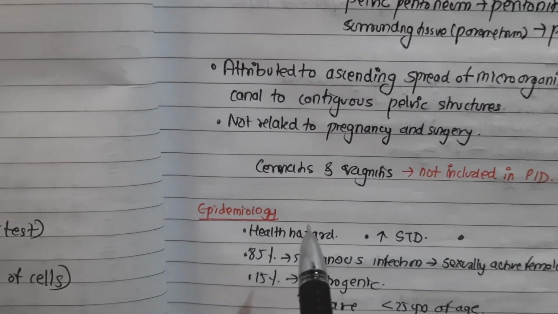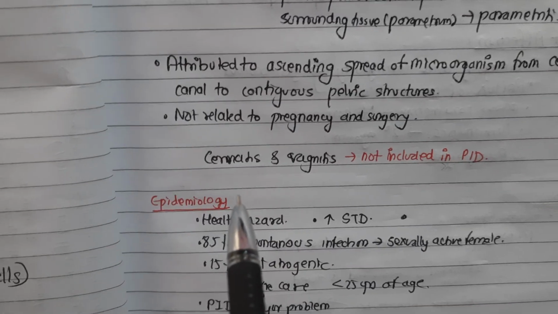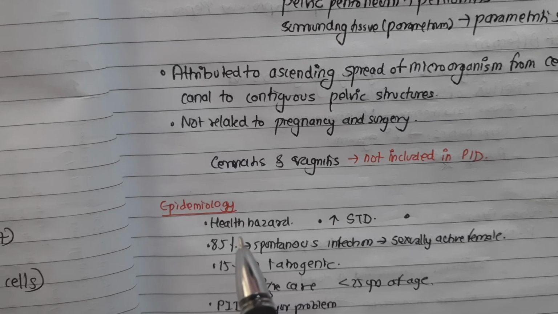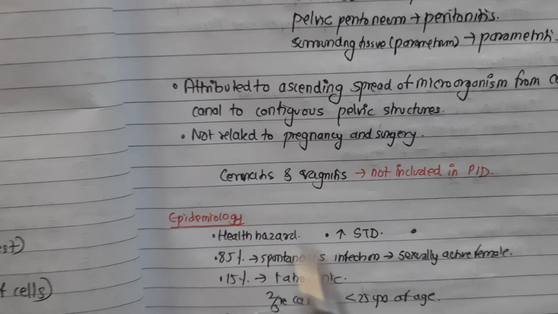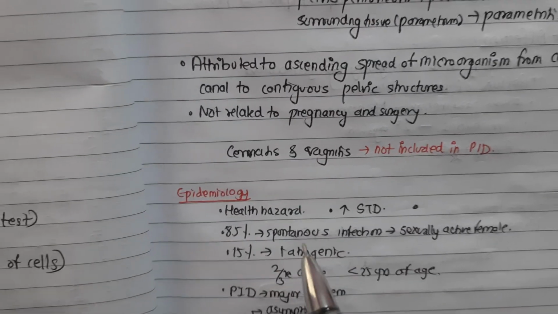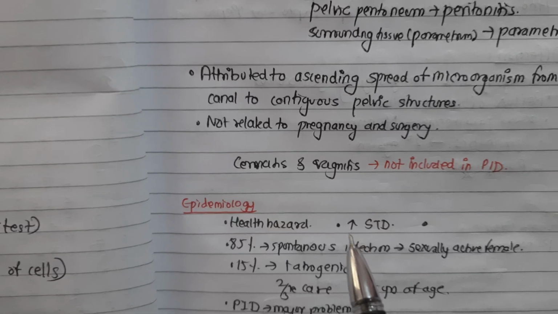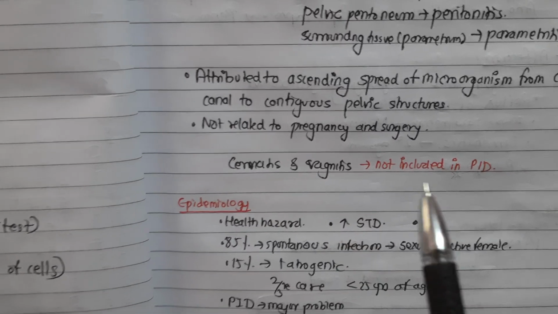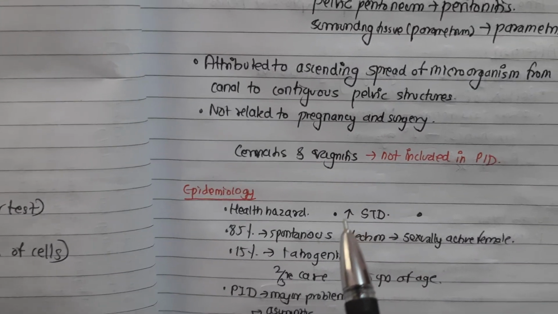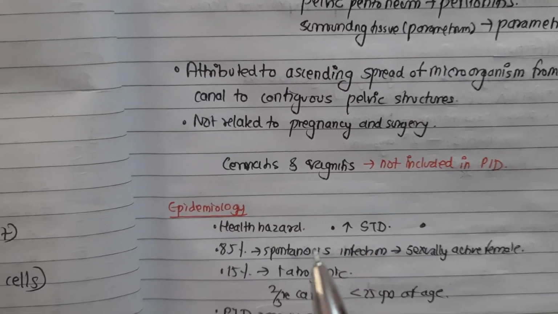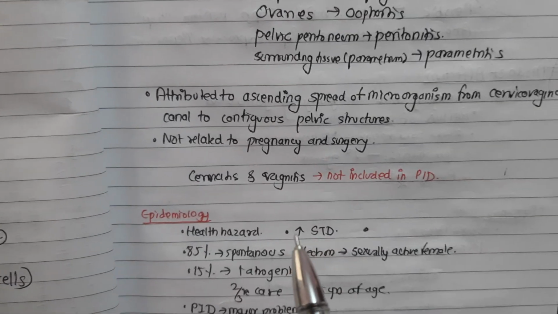Despite a better understanding of etiology and pathogenesis, improved diagnostic tools such as ultrasound and laparoscopy, and a wide range of antimicrobials, pelvic inflammatory disease is still a health hazard in both developing and developed countries. There has been a rise in PID due to a rise in sexually transmitted diseases, the ready availability of contraceptives, and people's increasingly permissive attitude towards sexual intercourse, which has resulted in increased incidence of STD.